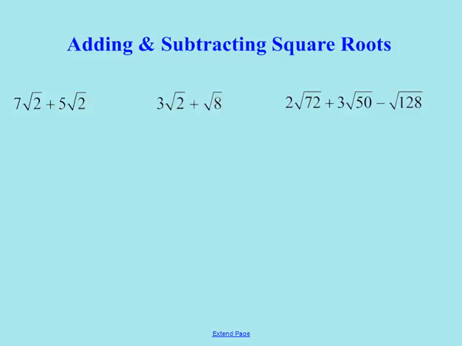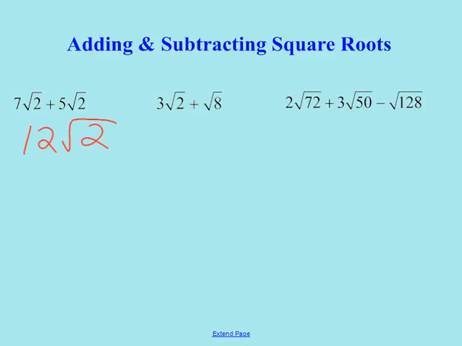All right, let's look at some real examples with numbers. So our first example is 7 square roots of 2 plus 5 square roots of 2. As you can see, we have the common radicand, the square root of 2, in both cases. So all we need to do is add our coefficients together. So in this case, we add 7 plus 5, we get 12, and we keep our common radicand, the square root of 2. Second example, 3 square roots of 2 plus the square root of 8.